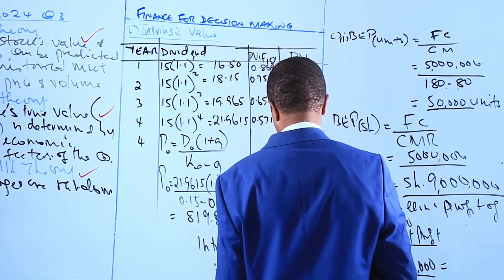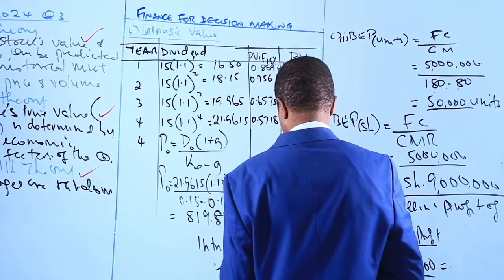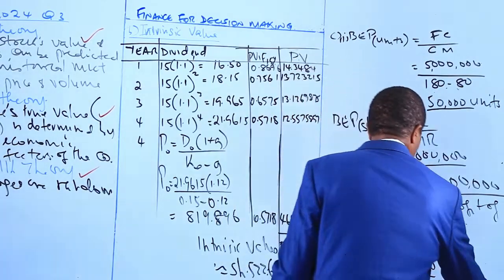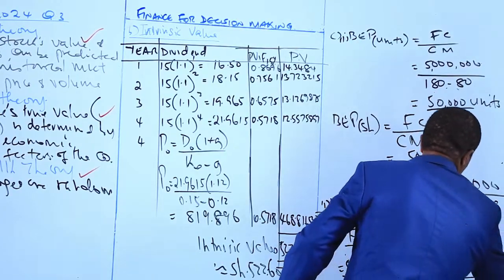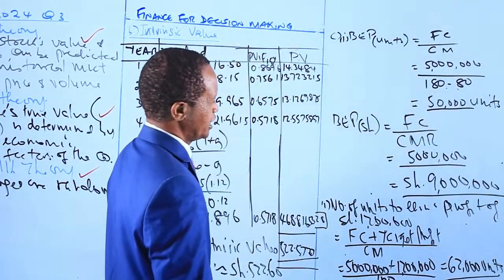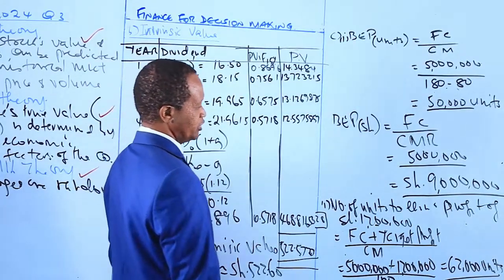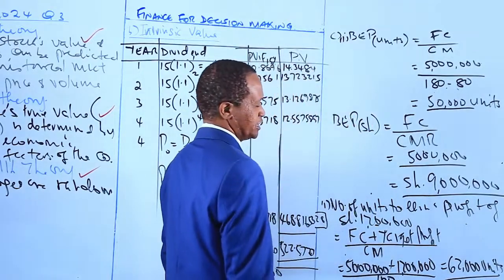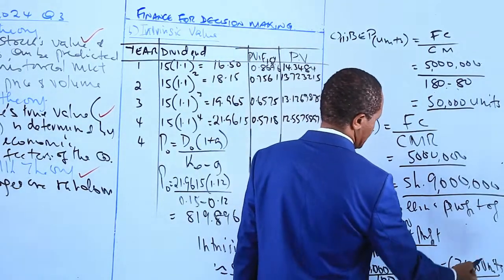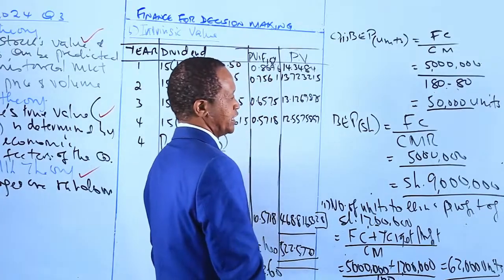6.2 million divided by 100. This is 62,000 units. So if the company intends to earn a profit of 1.2 million, then the company must produce 62,000 units. And you can see 62,000 units is greater than the 5,000 units at break-even point.